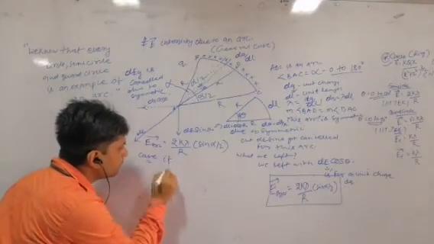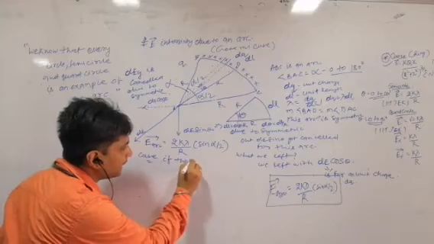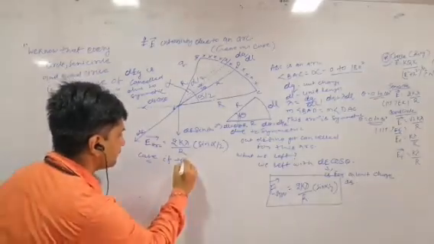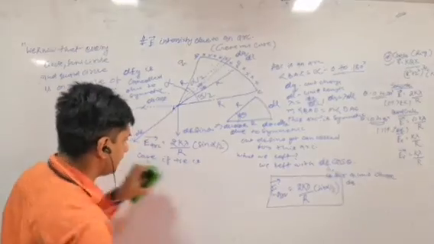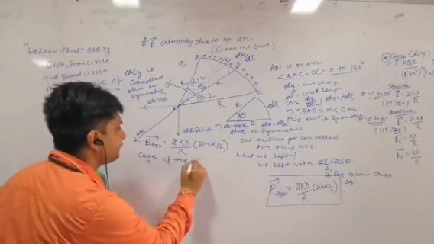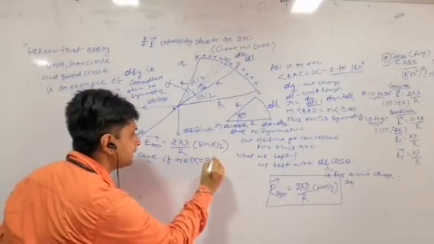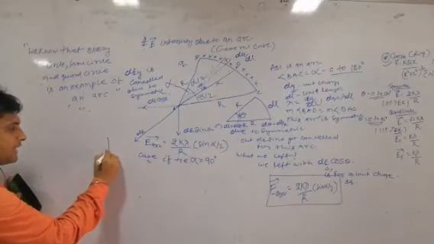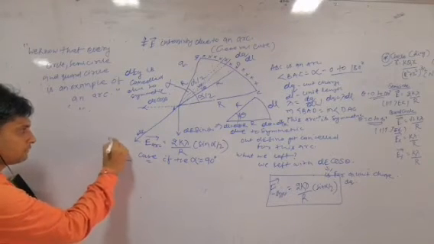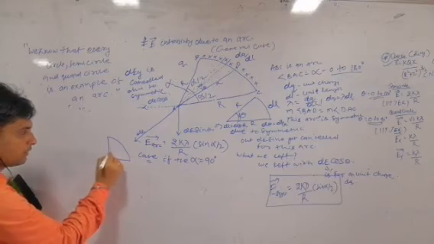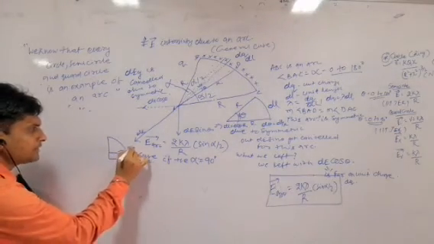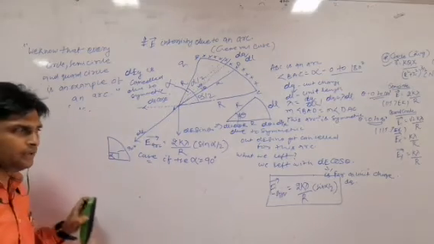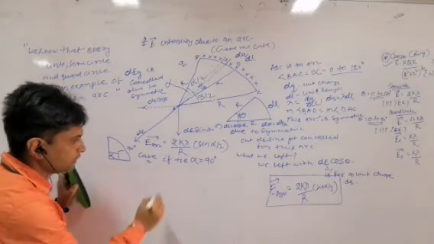Okay, take a guess. If the alpha is 90 degrees, what does it mean? If alpha is 90 degrees, it means this one. This is alpha. Alpha is 90 degrees. Okay, so calculate this one.